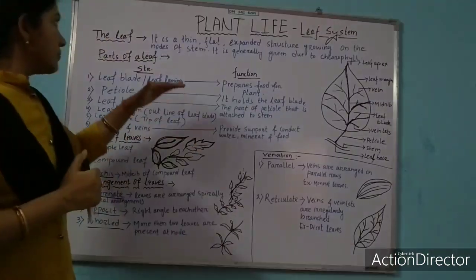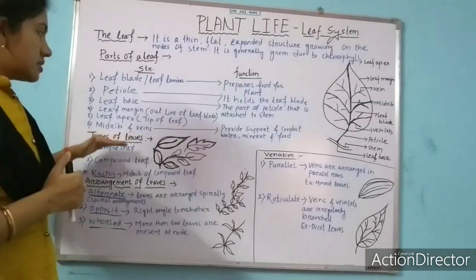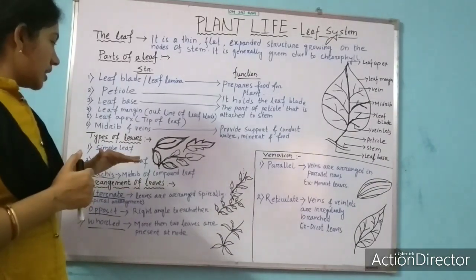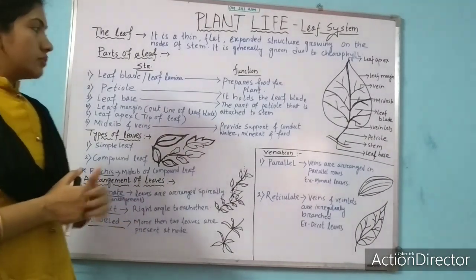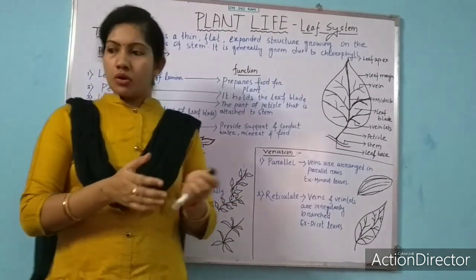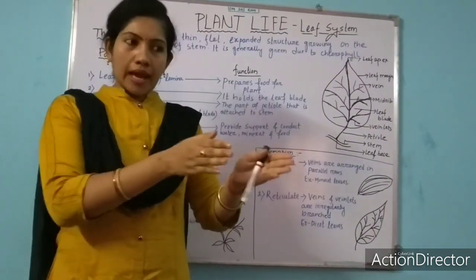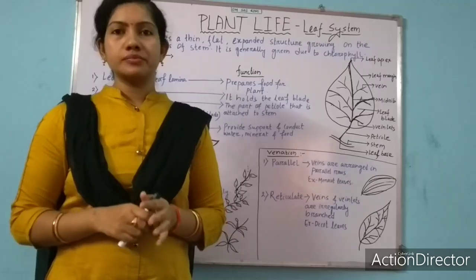We have discussed the parts of leaves. Again, go through it. We have discussed the types of leaves, simple leaf and compound leaf. We have discussed the arrangement of leaves, three types of arrangements: alternate, opposite and whorled. We have discussed the venation of leaf, parallel and reticulate venation. Now I will show you all the leaves at a time, and tell you what types of leaves there are. Friends, now I will show you the structure, types, arrangement and also venation of leaves one by one. So let's have a close view of all that.